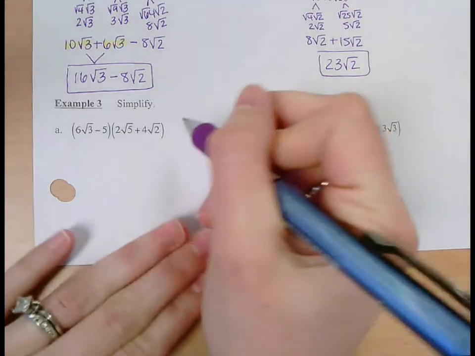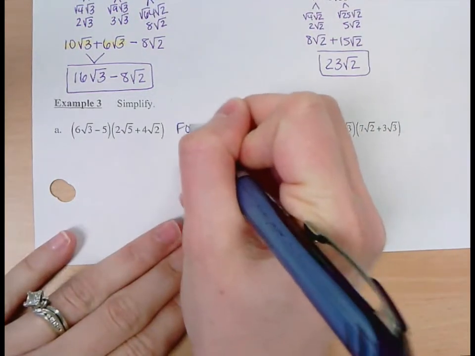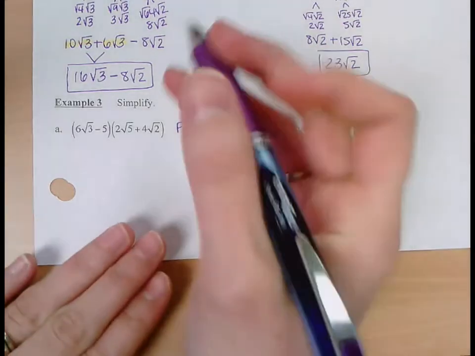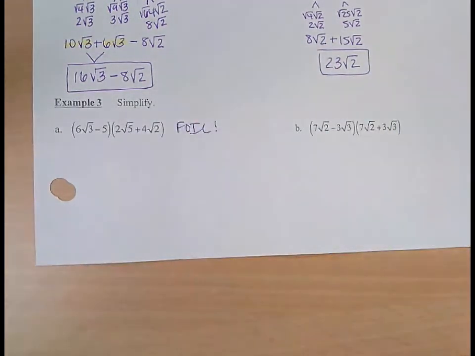FOIL. You use FOIL to multiply expressions like these, or the box method if you prefer the box method over FOILing. You just have to be careful with how you're multiplying. You can only multiply numbers if they're both outside of a square root or both inside of a square root.